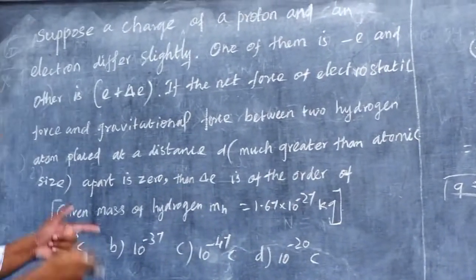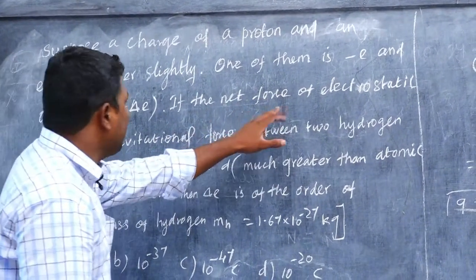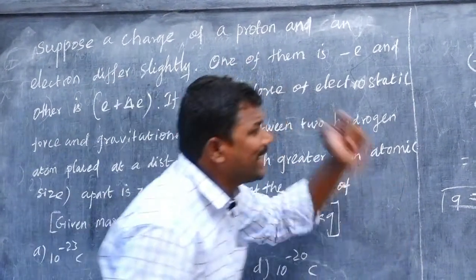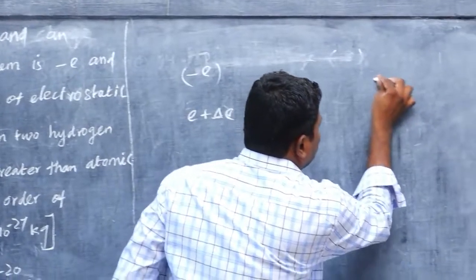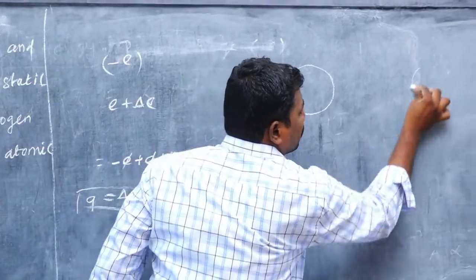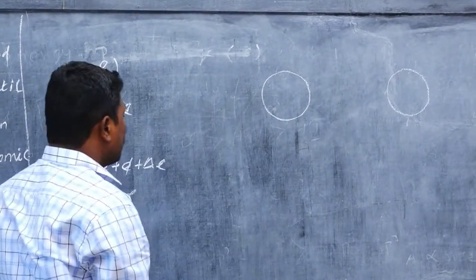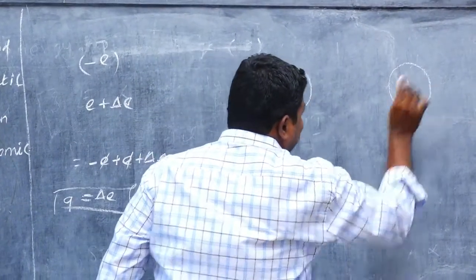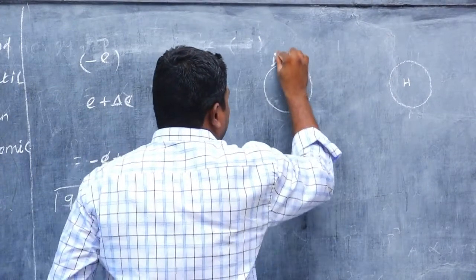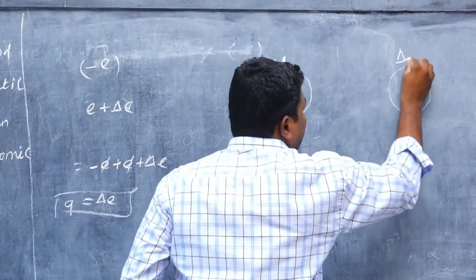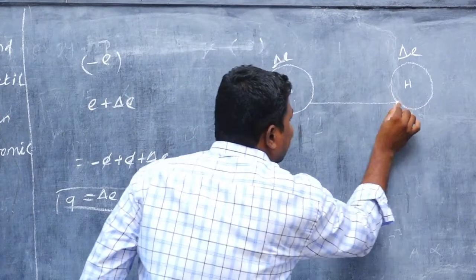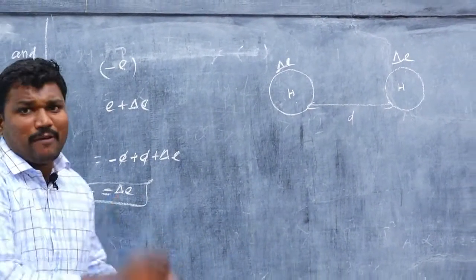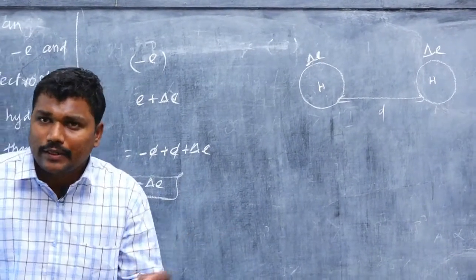Next, what conditions are given? The net force of electrostatic force and gravitational force between two hydrogen atoms. First, draw the diagram: two hydrogen atoms. The net charge of the first hydrogen atom is del E, and the other has net charge del E. The distance is d.